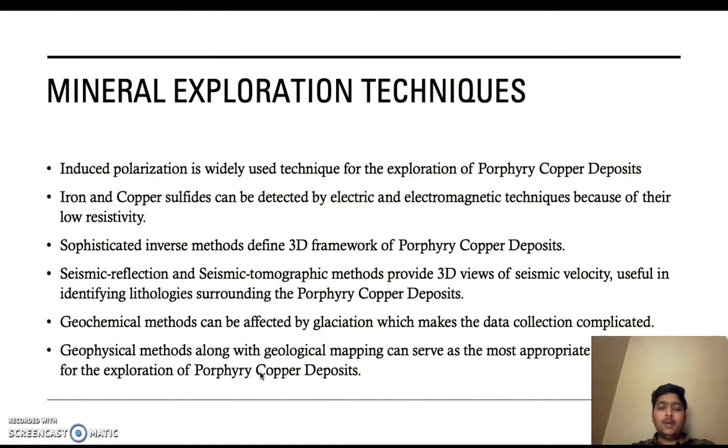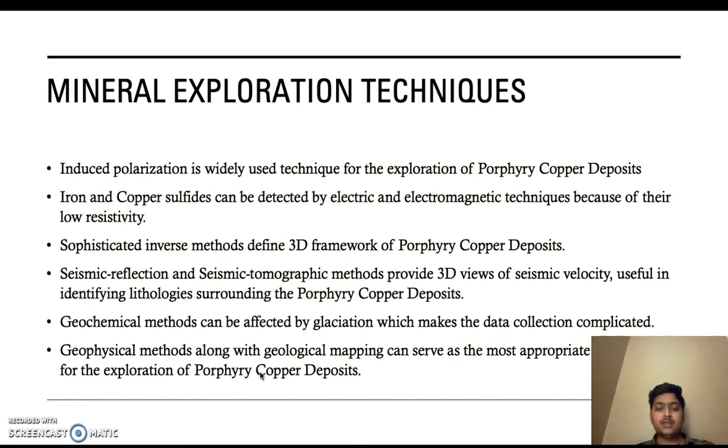Sulfides of iron and copper are distributed throughout most of the alteration zones. To detect them, electrical and electromagnetic methods are used as these minerals have low resistivity. These surveys are usually combined with the induced polarization technique, which is used to show chargeability, that is, the ability to reversibly store electric charges at the low frequency of crustal material.